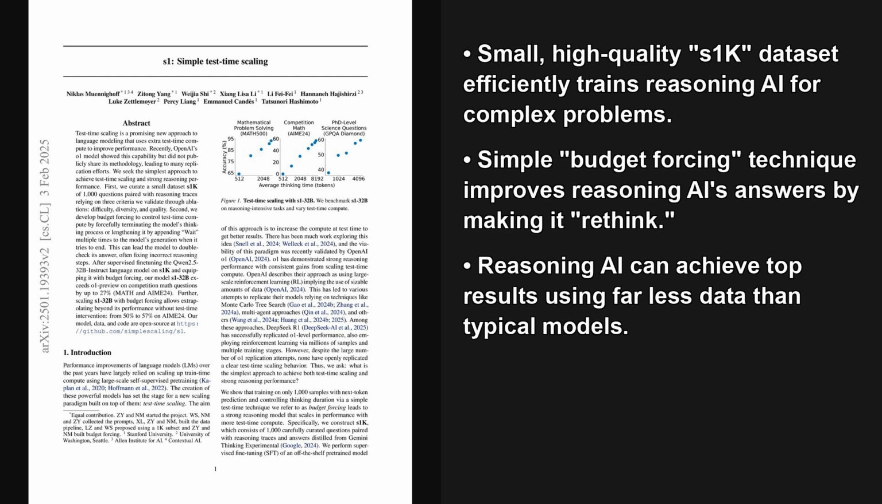The main takeaway here is that through smart dataset curation, like with the S1K dataset, and clever techniques like budget forcing, we can achieve impressive reasoning from models without needing overwhelmingly large training datasets. This is really important for making powerful AI more accessible and efficient.